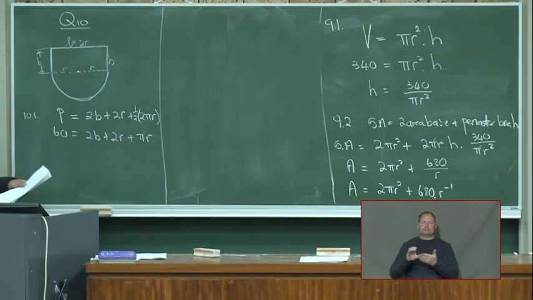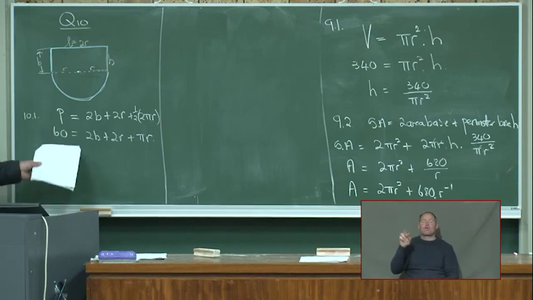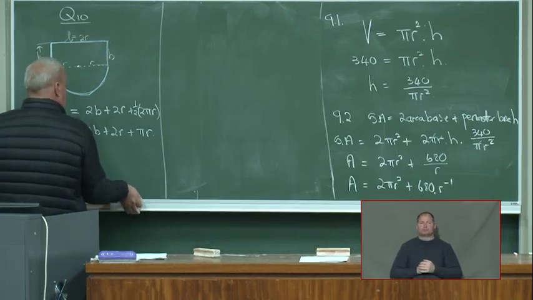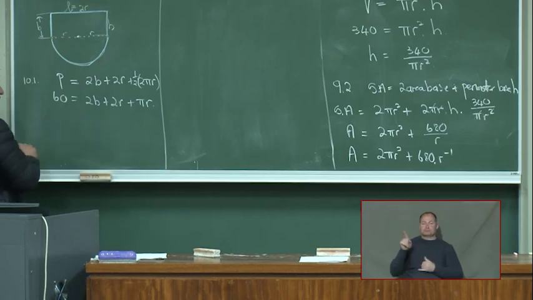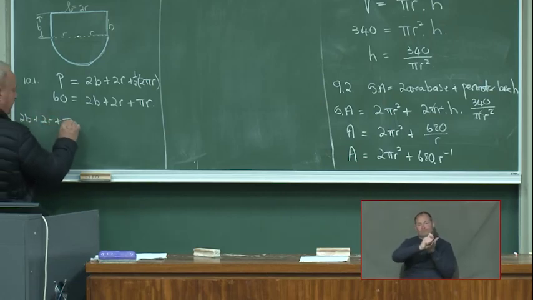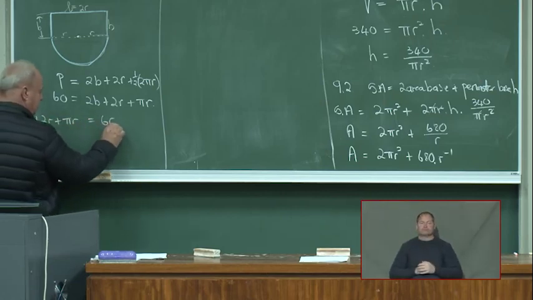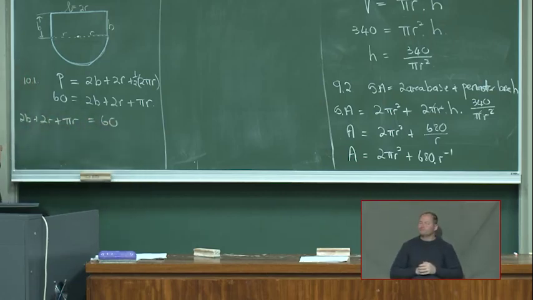Agree? Now they say, determine the expression for b in terms of r. So we've got to make b the subject of the formula. So I'm going to rewrite it. I'm going to do every step for you. I'm going to say 2b plus 2r plus pi r is equal to 60. Then I'm going to make b the subject of the formula.